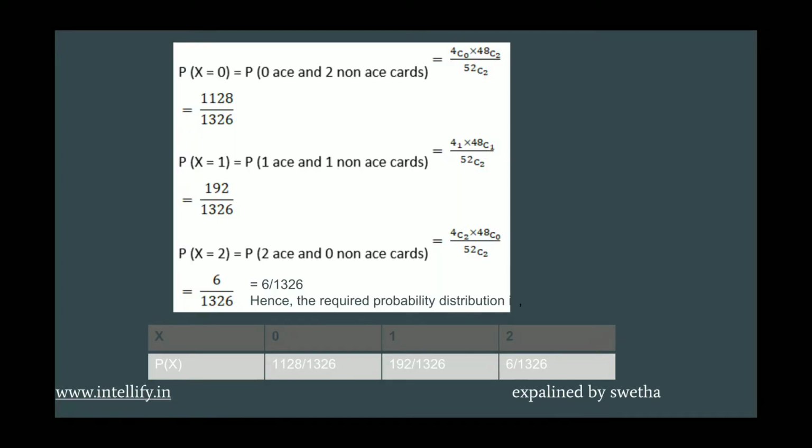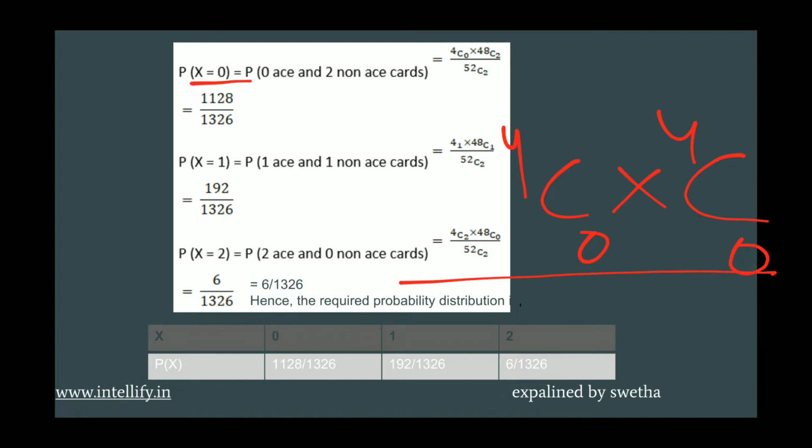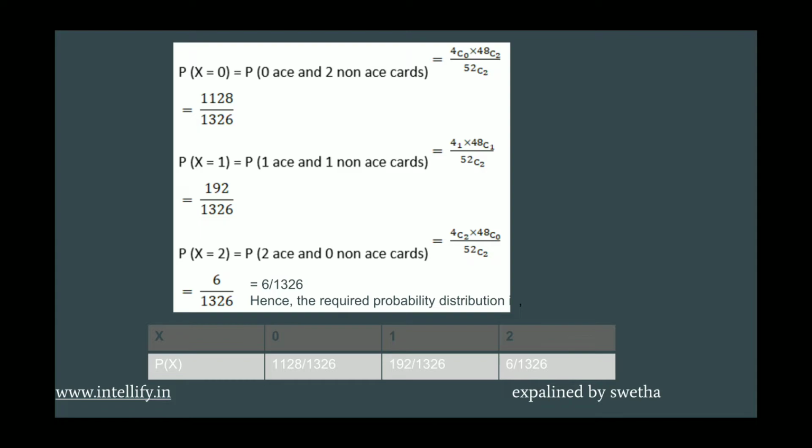So the probability when X equals 0 means the cards we take do not contain any ace. That can be written as, from the 4 aces we have selected 0, which is 4C0, and from the 48 non-ace cards we select 2, divided by the total, from the 52 cards we have selected 2, which is 52C2. So that is the answer 1128 divided by 1326.